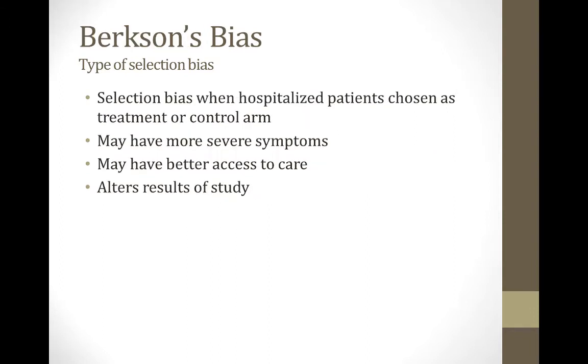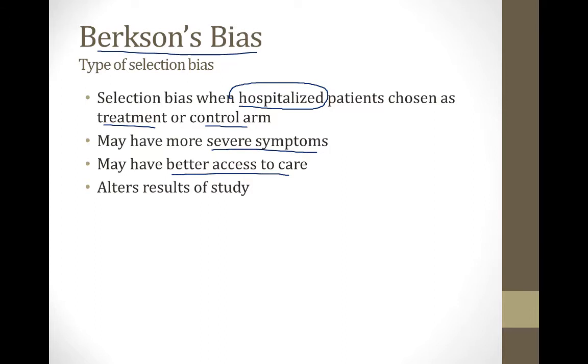Another rare and sort of peculiar type of selection bias is called Berkson's bias, and the key thing here is this is selection bias when you use hospitalized patients in your study, either in the treatment or control arm. Patients in the hospital tend to have more severe symptoms. That's what gets them admitted to the hospital. They also have better access to care. They have nurses and doctors around them all the time.